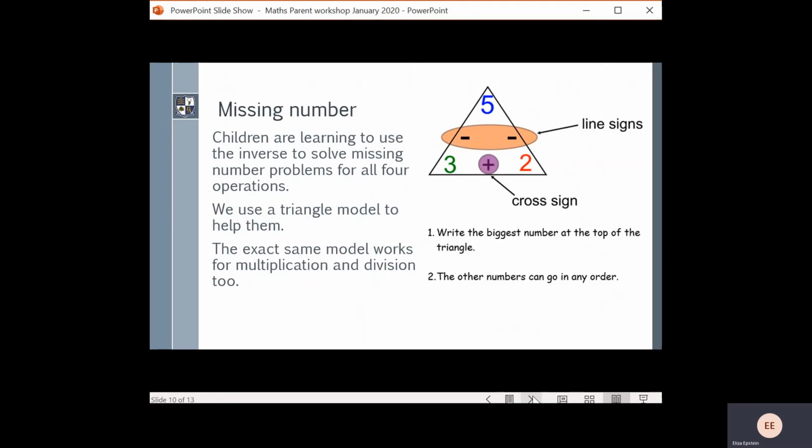Missing number, they're learning to use this triangle, which has worked really, really well. But the most important thing to be able to do this is to know where the biggest number should be in any number sentence. So if it's an addition number sentence or multiplication, it will be after the equals. If it's subtraction or division, it will be at the beginning. They put the biggest number at the top of the triangle. The other two can go anywhere and it does the sentence for them.